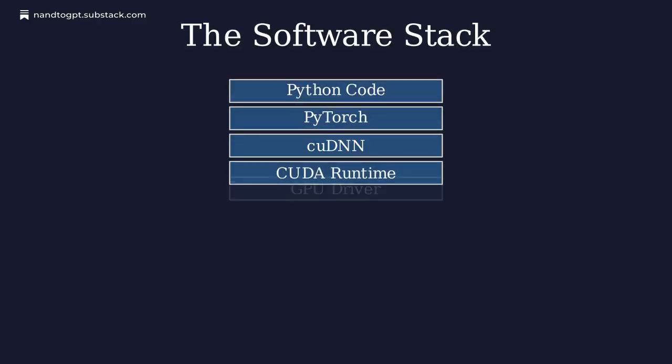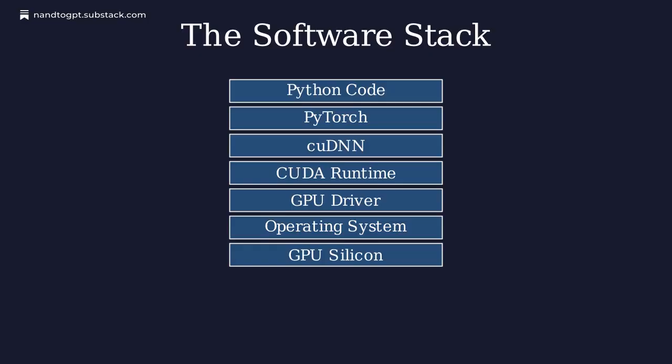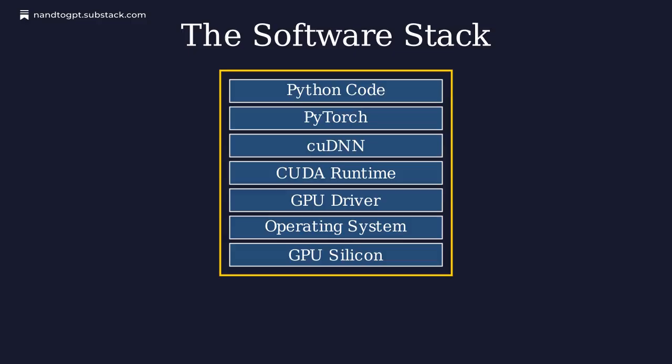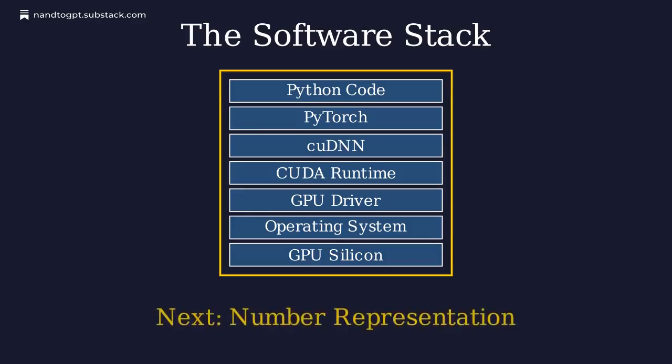Between your Python and the chip, there's an intricate tower of software. The OS manages memory and schedules work. Libraries like PyTorch provide high-level operations. CUDA and drivers talk to the GPU. Each layer adds convenience. Each layer adds overhead. Understanding this stack helps you write faster code and debug when things go wrong. Next time, we dive into how numbers are actually represented, the math that makes it all precise.